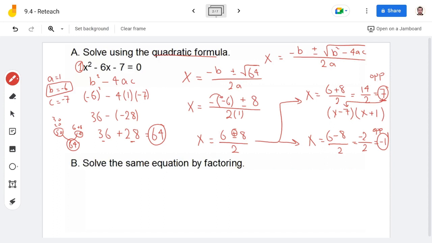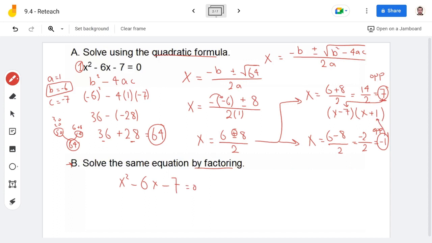Now, question B: solve the same equation by factoring. We know that, now let me rewrite the question, x squared minus 6x minus 7, which is equal to 0. Now, look at this question here. Let me write the negative one here.